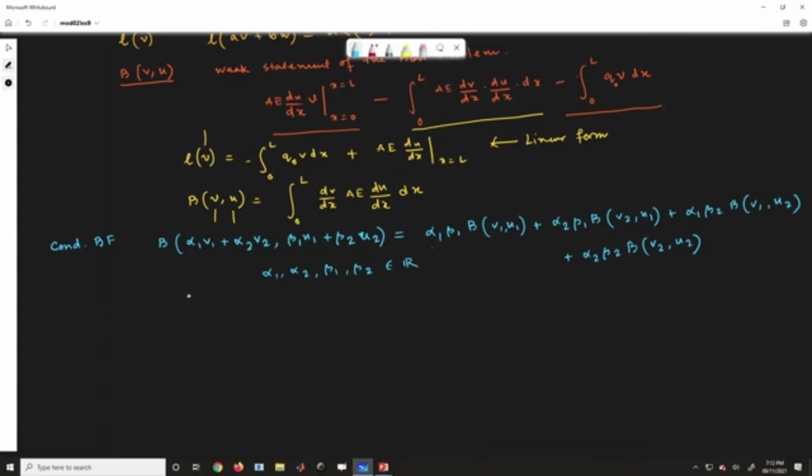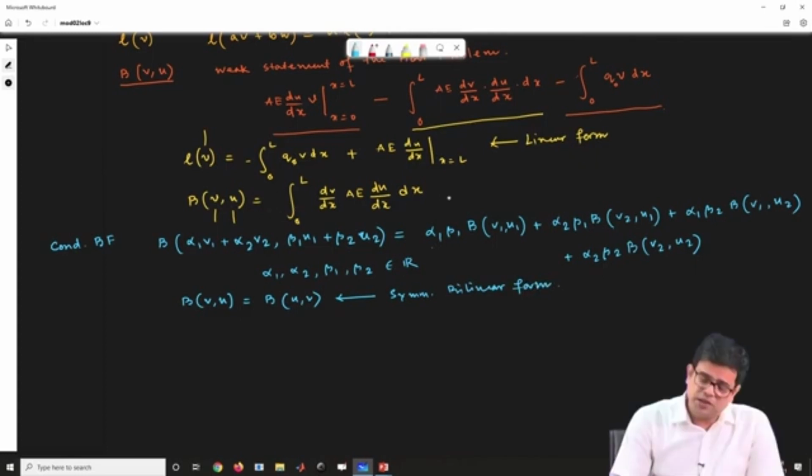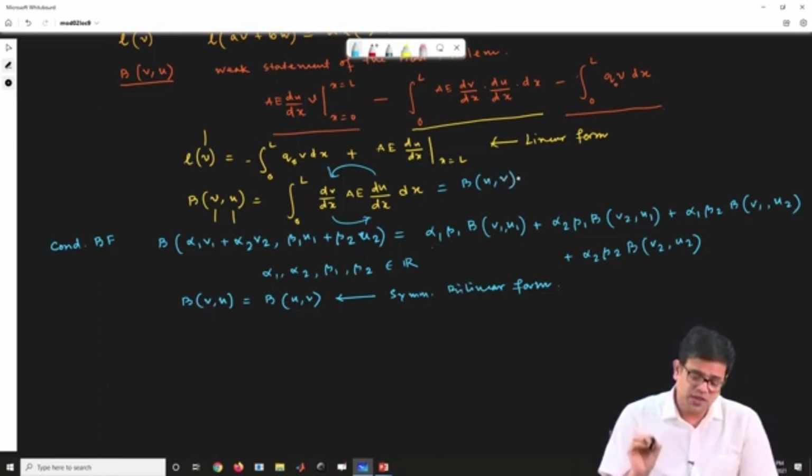Another important thing is that if a bilinear form is symmetric, that is B of v comma u equals B of u comma v, then we call this a symmetric bilinear form. Naturally this is a symmetric bilinear form. If I take this quantity to this side and that quantity to the other side, this will give me B of u comma v. So this is a symmetric bilinear form.